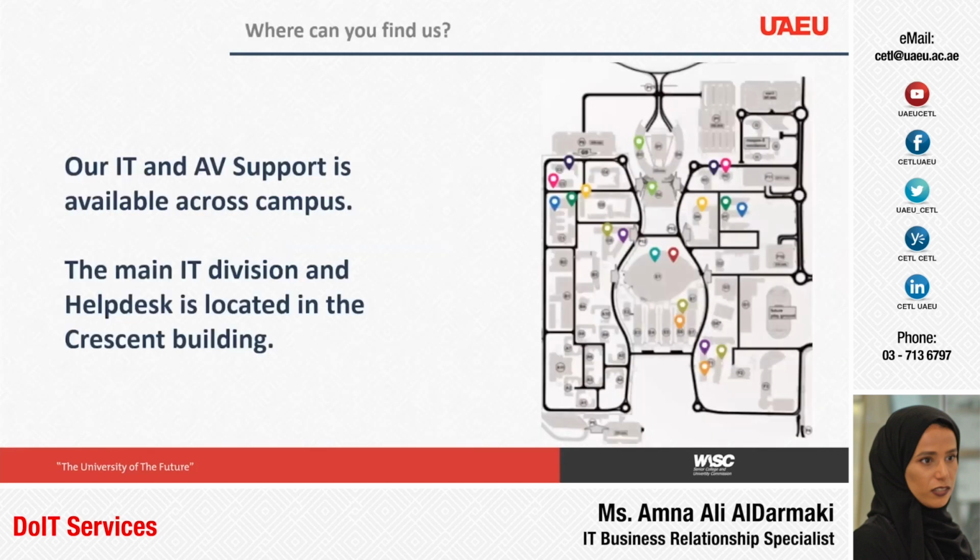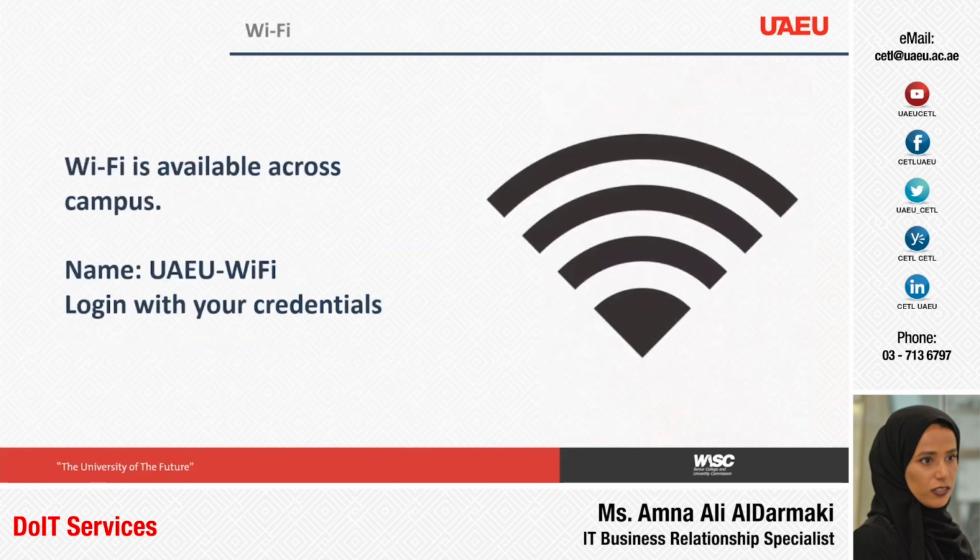So our IT and AV support are available across the campus, and each college has an associated IT and AV support, which you can reach out to, and they will provide you the best support they can. Also our main IT division and help desk is located in the Crescent building on the D3, on the first floor. Our university Wi-Fi is available across the campus. When you connect to the Wi-Fi, make sure that you connect to UAEU Wi-Fi using your username and password.